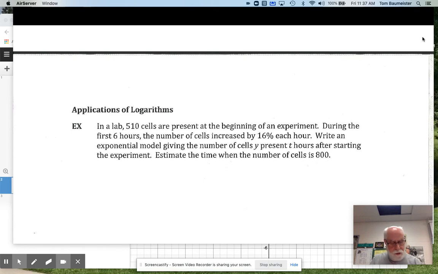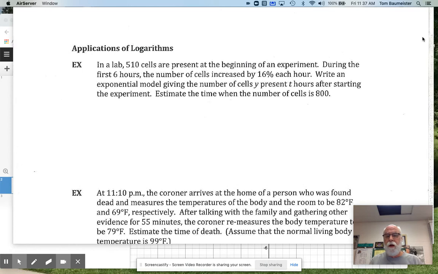Right, ladies and gentlemen, it's your last section here. All right. So I'm starting it off with a couple of application problems from yesterday still.